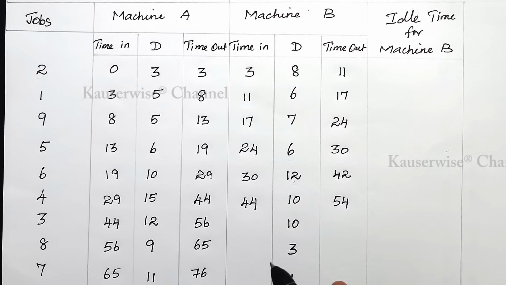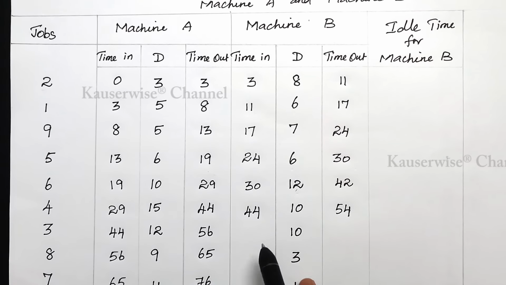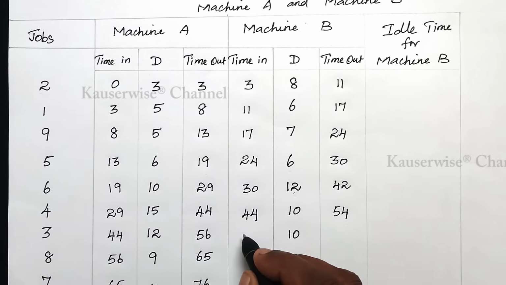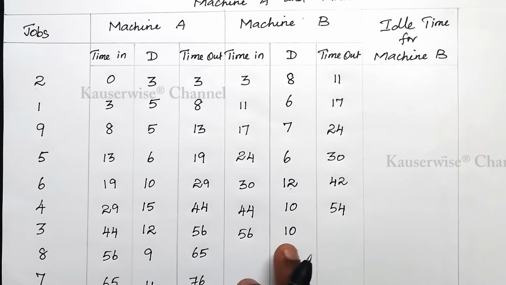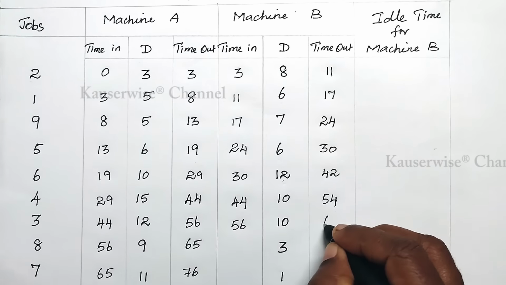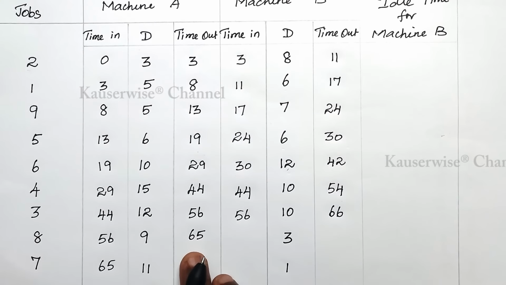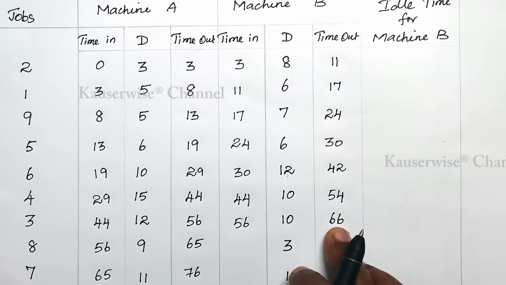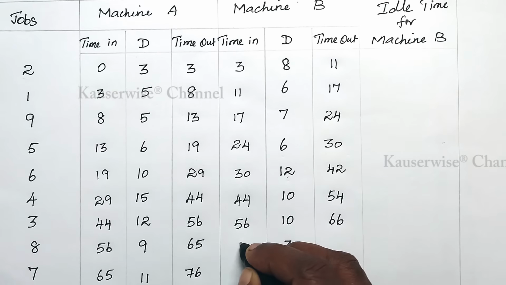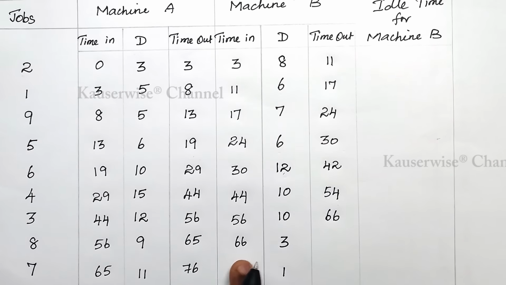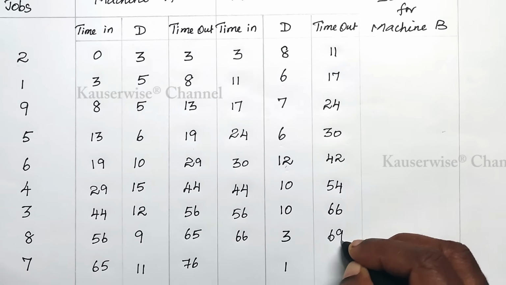So, we need to put the greater value as in time for the current job on machine B. So, now 56 is the in time on machine B. So, 56 plus duration 10, 66 is the out time. Now, in the same way for the next one here, 66 is greater than 65. So, we have to enter only the greater value. So, enter 66 as in time plus 3 hours duration, total 69 is the out time.